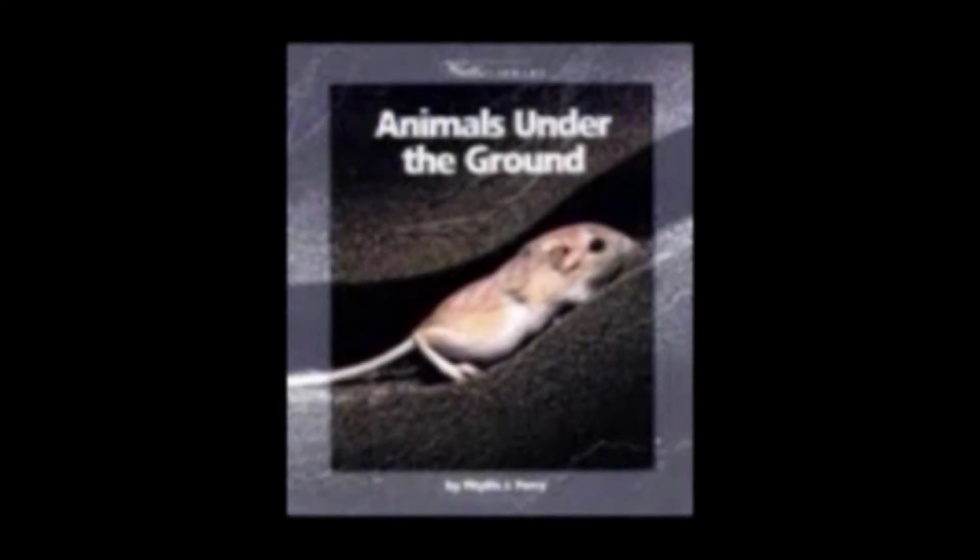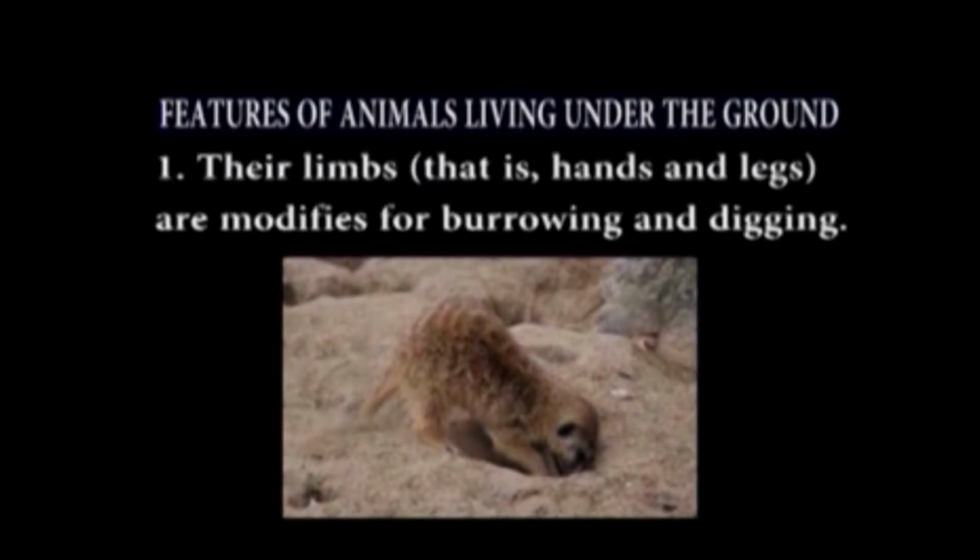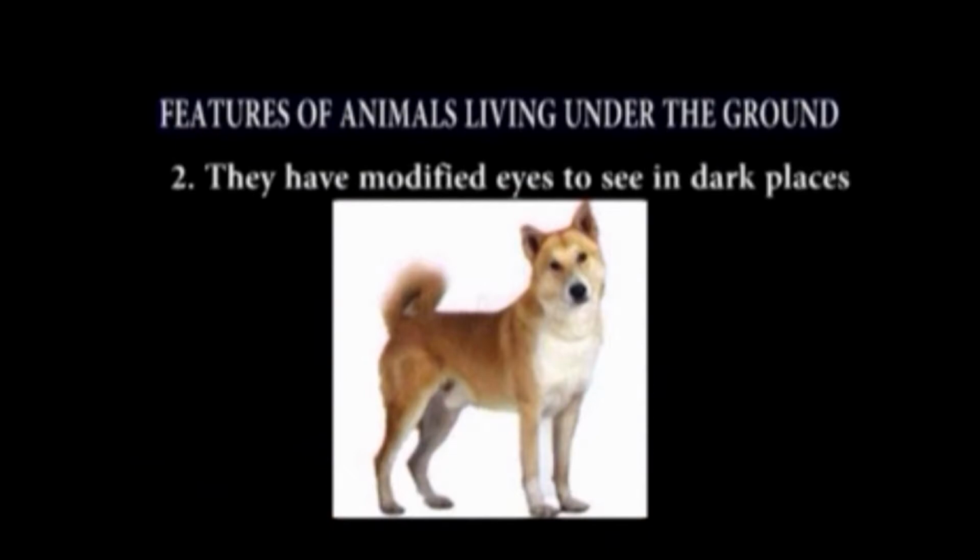Animals living under the ground. The terrestrial animals that live underground have features that help them adapt to that habitat. Some of these features include: 1. Their limbs, that is, hands and legs, are modified for burrowing and digging. 2. They have modified eyes to see in dark places.